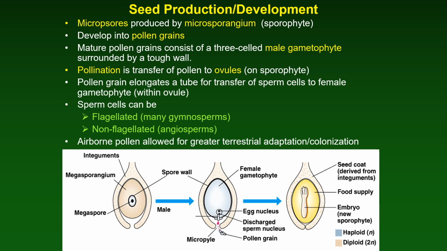The microspores develop into a tiny gametophyte that's known as a pollen grain. So the pollen that's released by pine trees and by flowers is actually a little tiny haploid plant. And it's really tiny. It consists of only 3 cells. That's the male gametophyte.